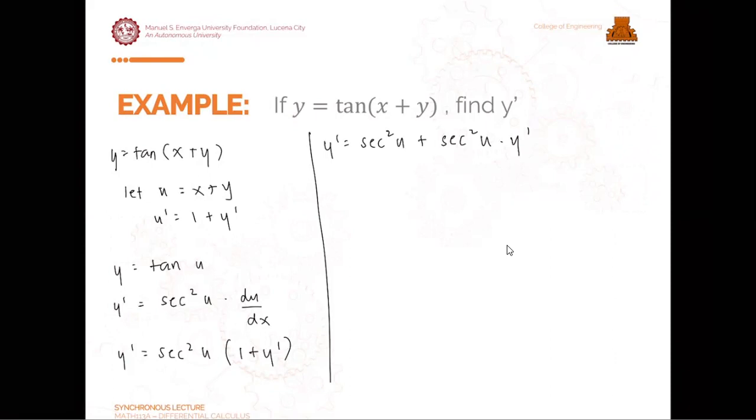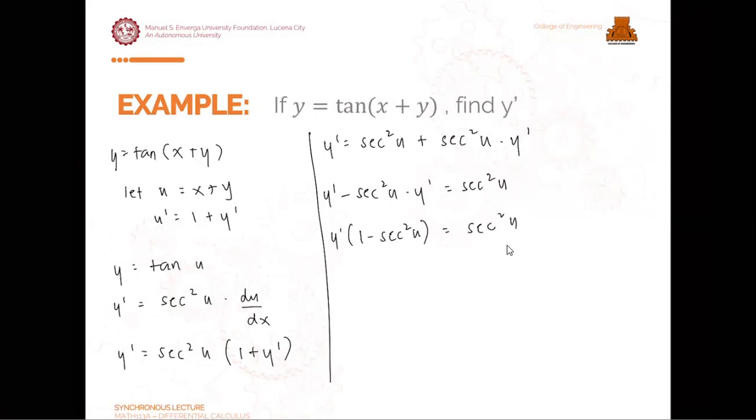Okay? Then we combine yung like terms natin. So yung y prime, itong term na to, we can transpose this one dun sa left side of the equation natin kasi may y prime din siya, no? So y prime minus secant squared u y prime is equals to secant squared u. Okay? Then factor out natin yung y prime. So we have y prime times 1 minus secant squared u is equals to secant squared u.